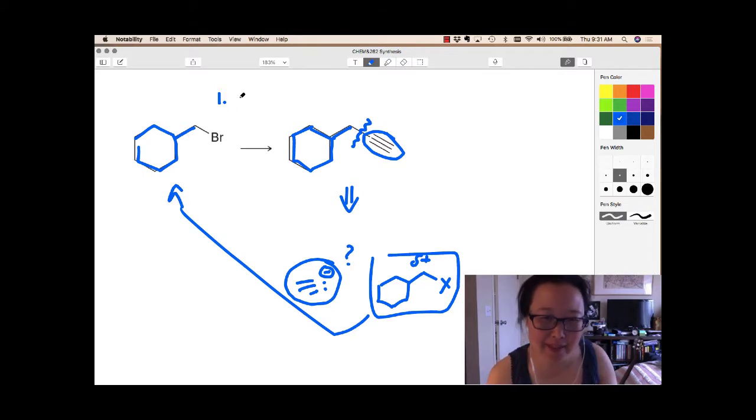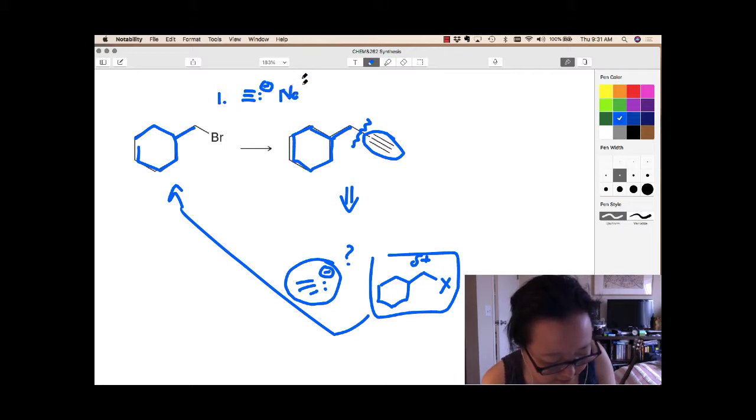Well, all you have to do, I think you're going to love this, all you have to do is write this reagent, and you can even write it negatively charged already with a counter ion. So let's say it's sodium acetylide. Okay, so that's sort of neat. You can just write it like that.